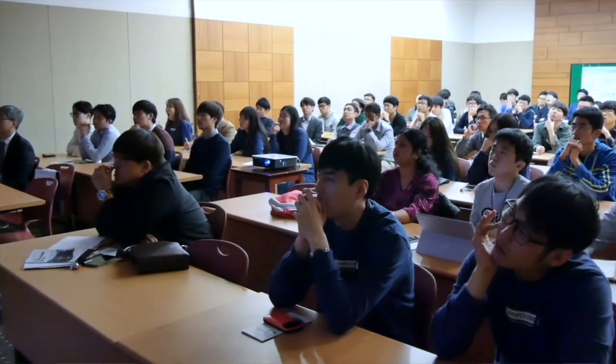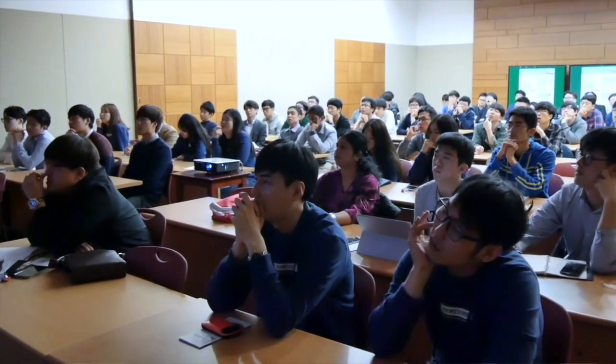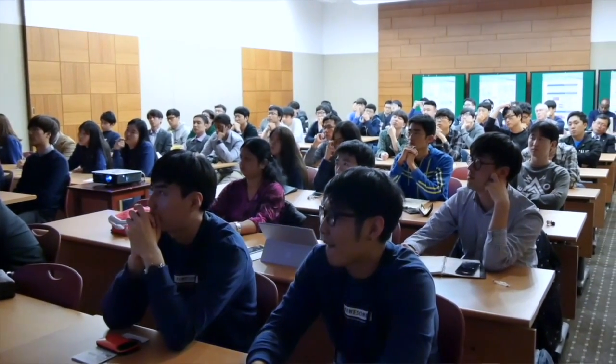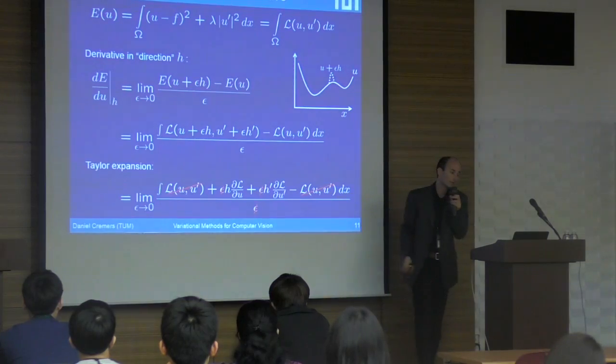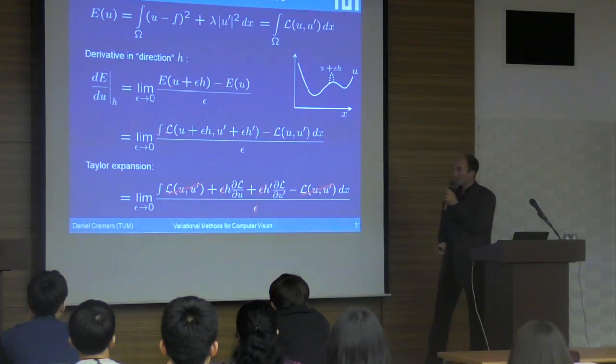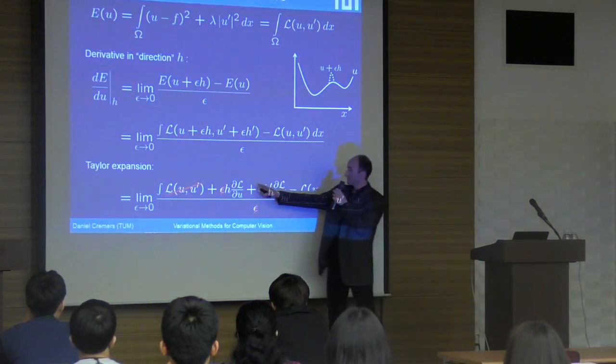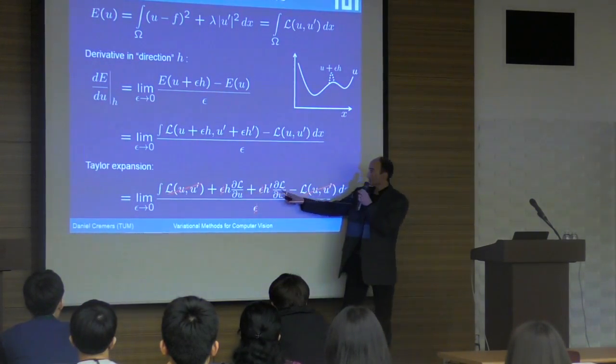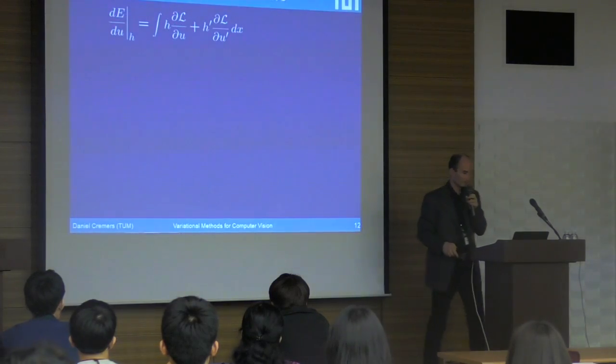And you notice I actually explicitly omitted the higher order terms in the Taylor expansion because they all have epsilon squared, so they will vanish in the limit anyway. And so what remains once we carry out the limit is just dL by du times h plus h prime times dL by du prime.